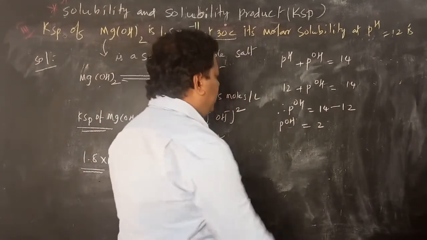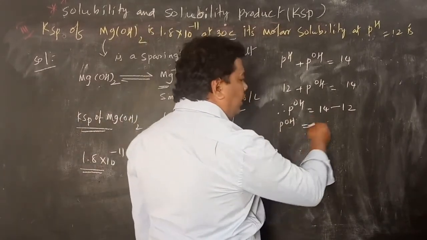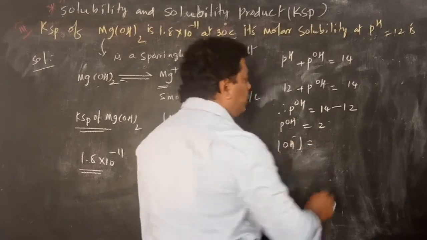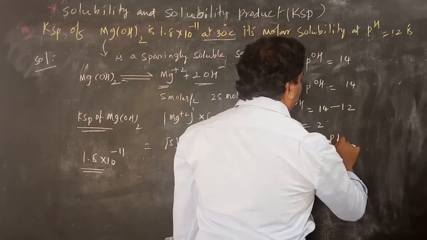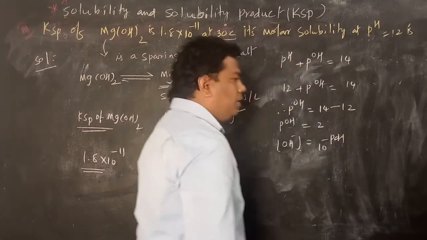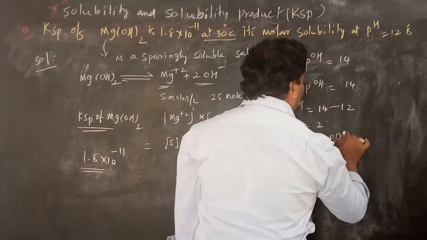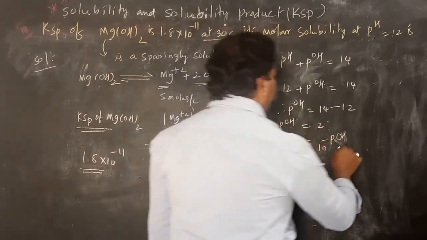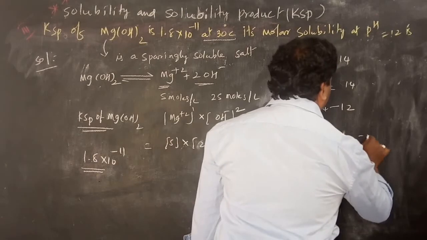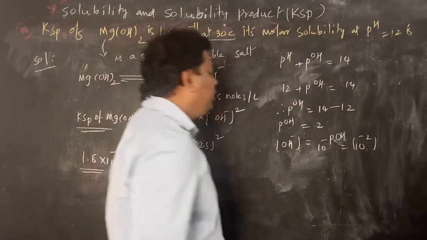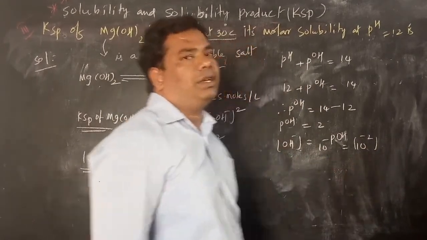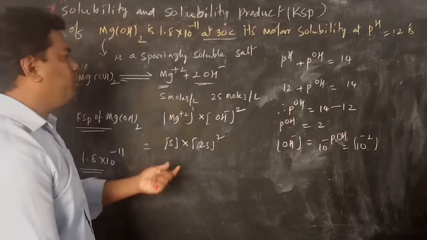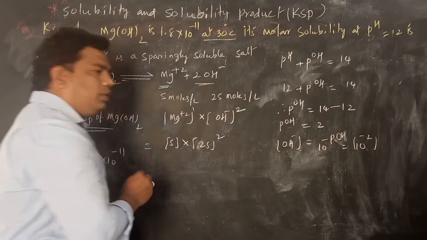So we can write in terms of OH minus. OH minus is equal to 10 to the power of minus pOH. The pOH value we know, so the OH minus ion concentration is 10 to the power of minus 2. So we will substitute the OH minus into this equation.